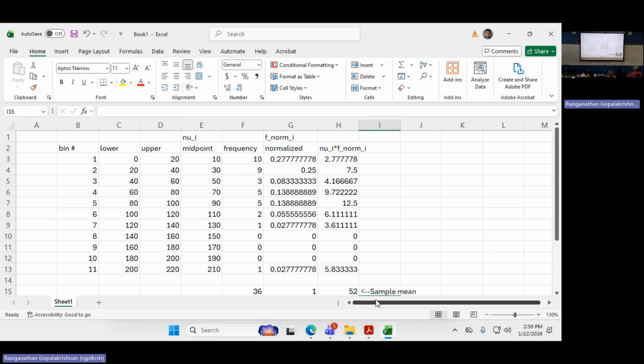Come again? It was nu i times f sub i, and there was an n on top. It wasn't a power. It was not a power. It is nu i multiplied by f i. I have to denote that this is normalized. So maybe instead of n, if it's confusing, I'll use something like a tilde.